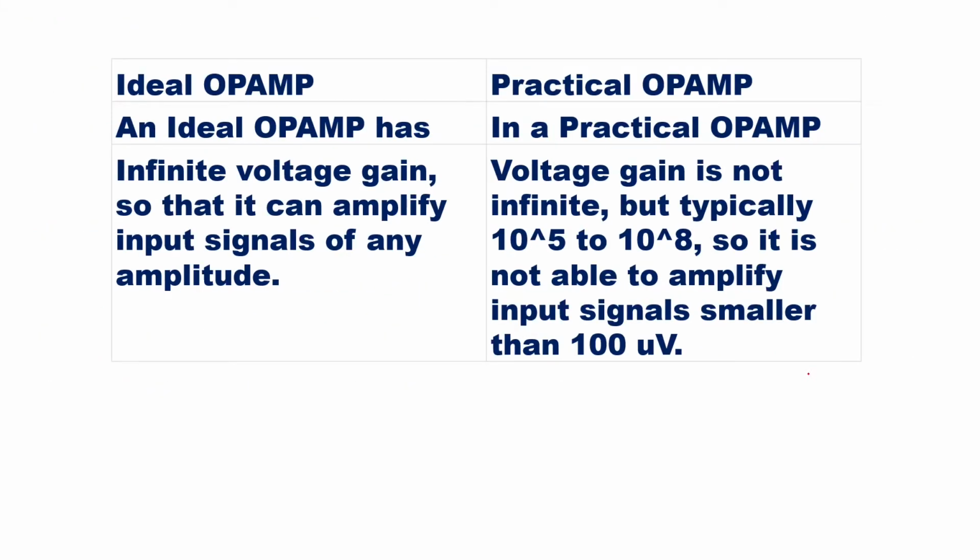Now, if you compare ideal and practical op-amp parameters, here we have shown the infinite voltage gain. An ideal op-amp has infinite voltage gain, whereas a practical op-amp has a voltage gain which is not infinite. It is 10 raised to 5 to 10 raised to 8. So it is not able to amplify an input signal smaller than 100 microvolt. Generally speaking, the voltage gain of an ideal op-amp will be very high, it is infinite, whereas the voltage gain of a practical op-amp will have some value in the range of 10 raised to 5 to 10 raised to 8.